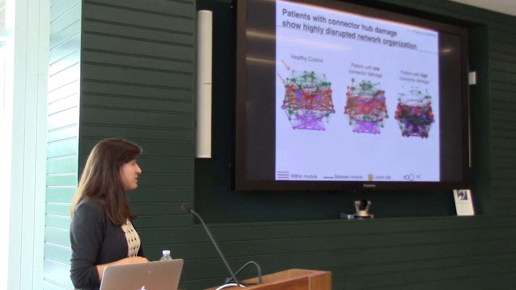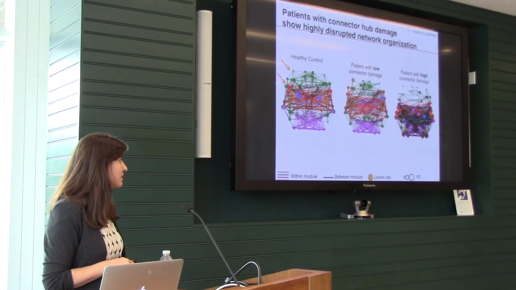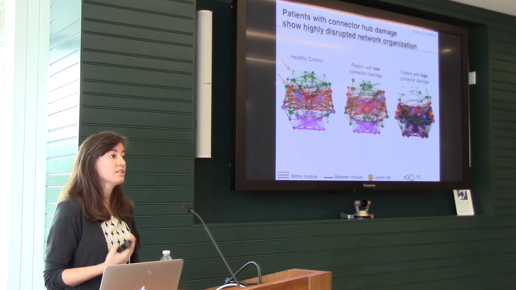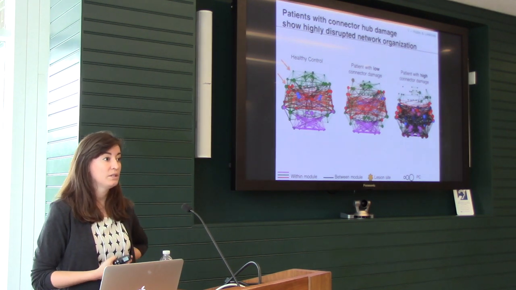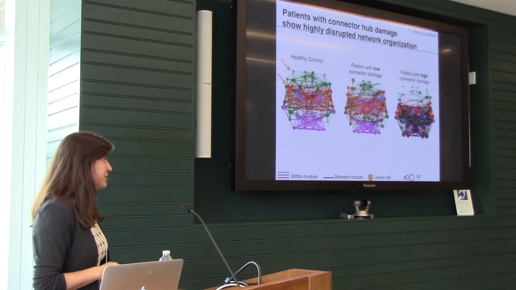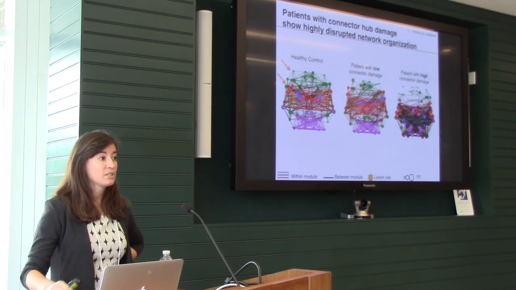If we look instead at a patient with high amounts of connector hub damage, so the sites of damage shown here, you can see that their network structure looks very disrupted with a lot of those black between module connections. And this is true even though these two patients were matched for the overall amount of damage that they had.